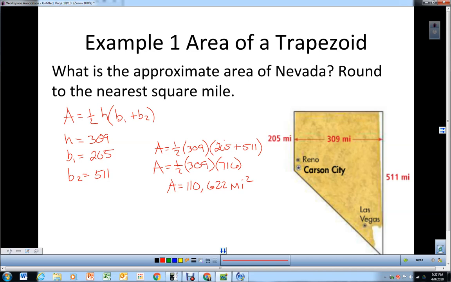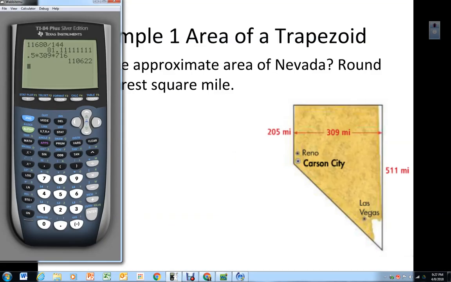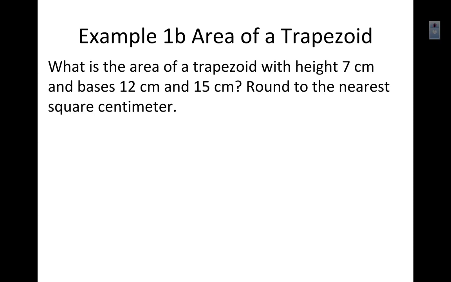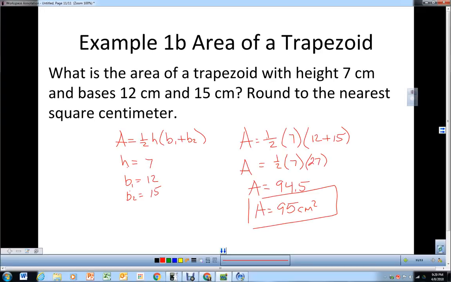Okay, so it's a matter of taking your information, plugging it in, and you get your answer. Nice and easy. You guys calculate the next one. What is the area of the trapezoid with height 7, bases 12, and 15? Round your answer to the nearest square centimeter. So pause your video now and come back and check your answer when you're done.